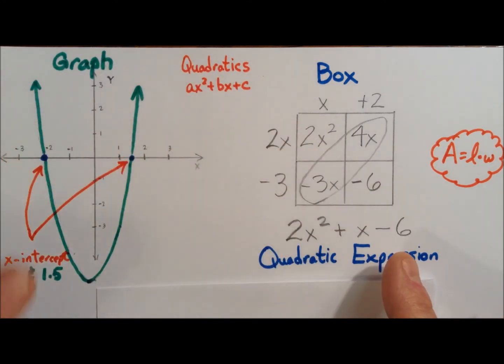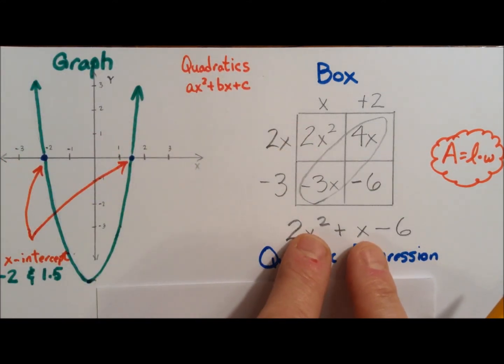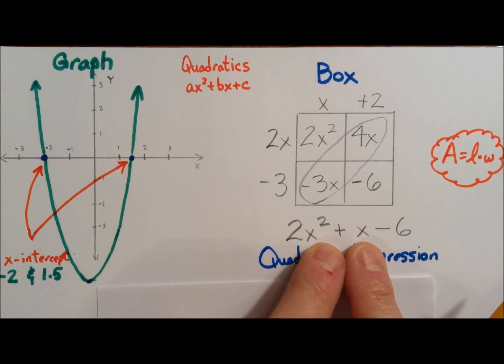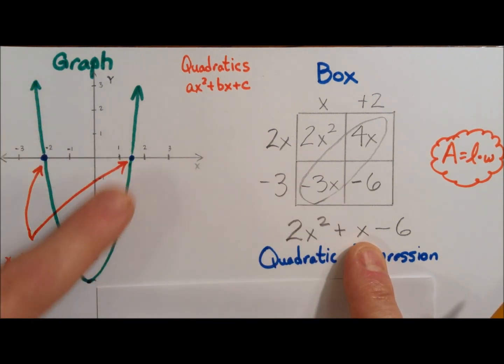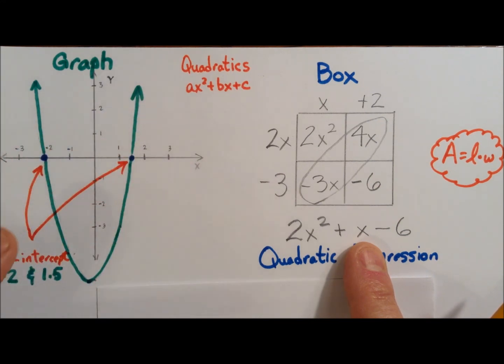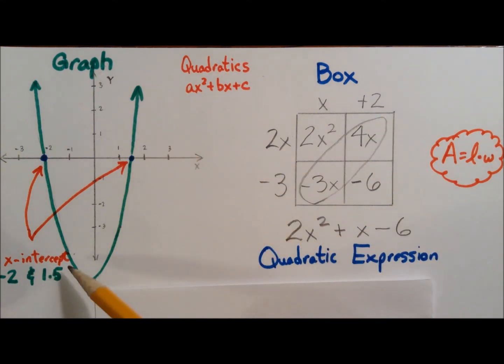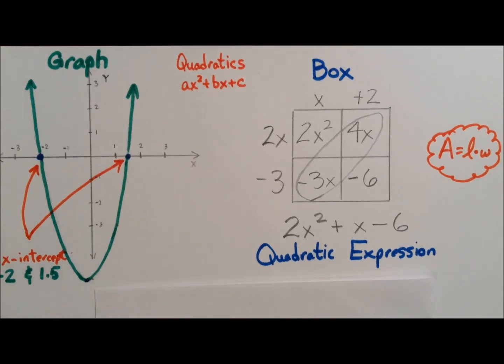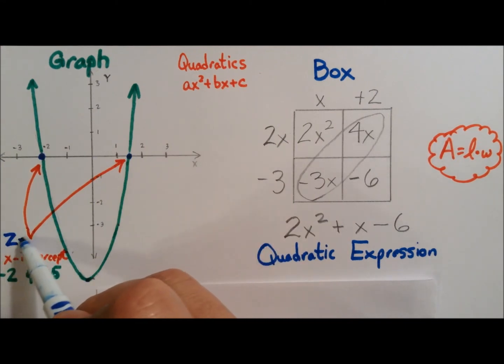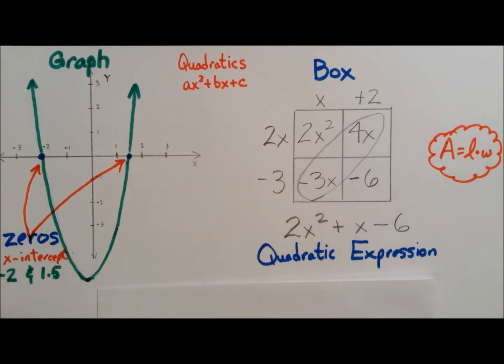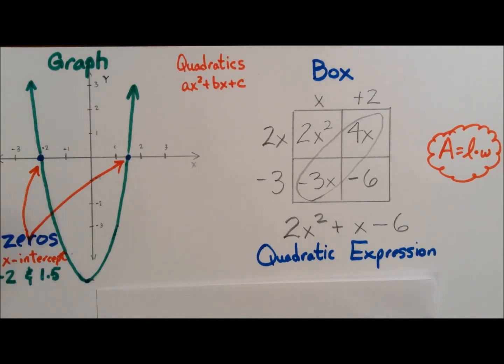So we tied that together to say that this quadratic expression, if I put it in my calculator y1 and press graph, will create this parabola. And this parabola has x-intercepts of -2 and 1.5. Well, what did we do after that? We said, hey, x-intercepts have other names. We said that x-intercepts can also be called zeros, because the y value has to be 0.